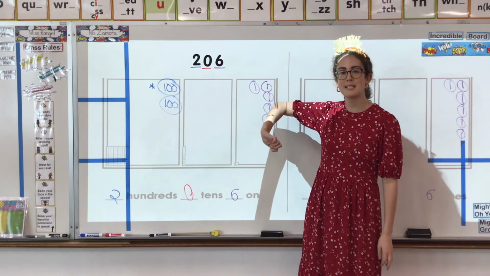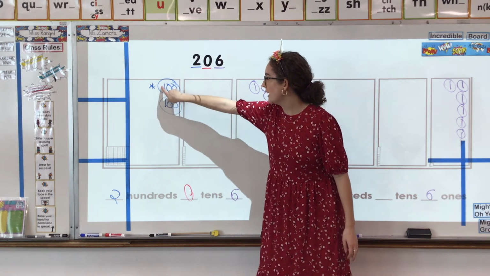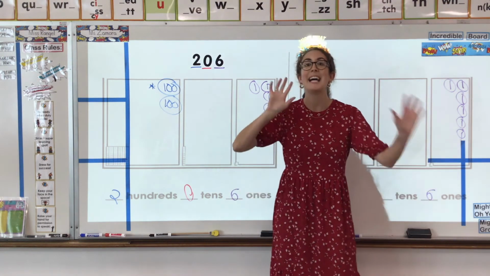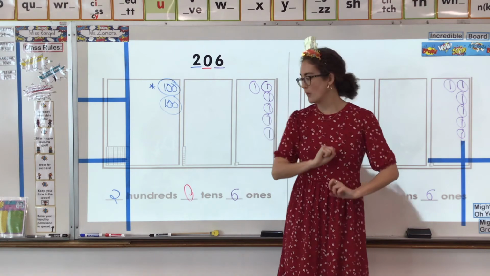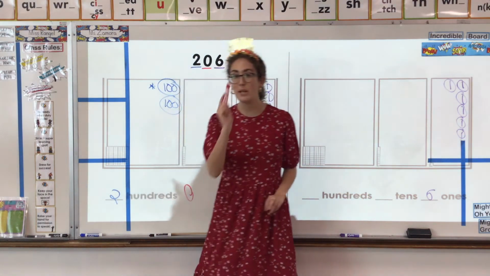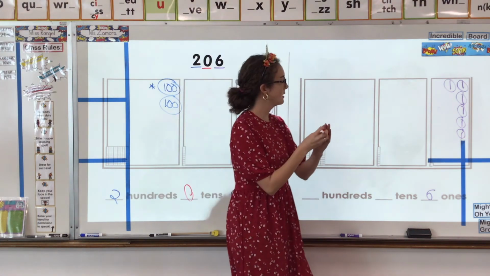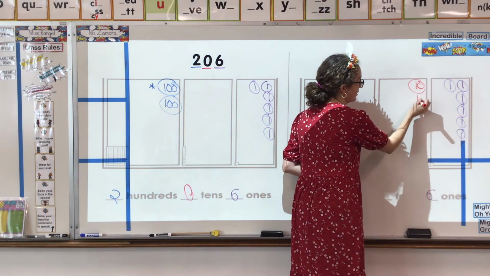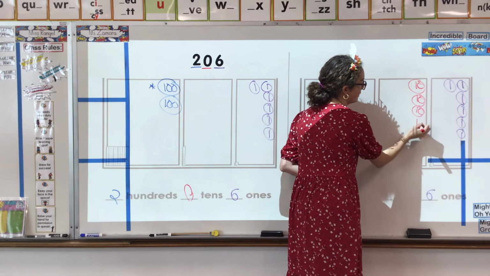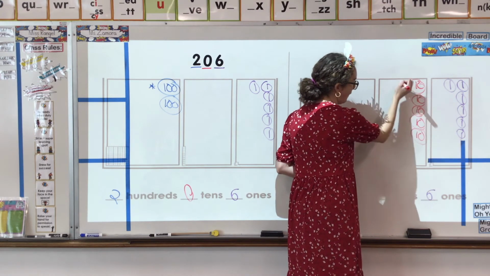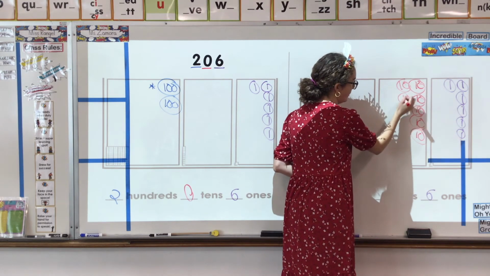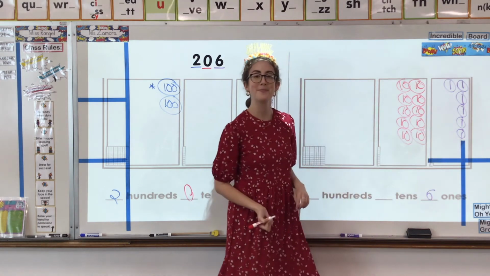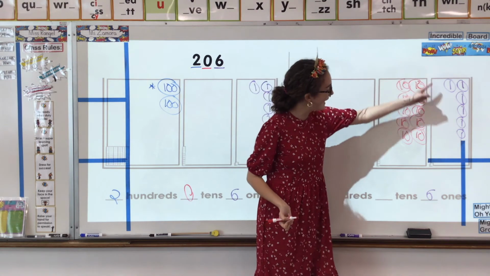What did we just decide? 100 becomes how many tens? 10 tens. So let's go ahead and do that. Can we draw 10 tens? Here we go. Can you do this with me? I want you to draw a group of 5. And then another group of 5. So I have 10 tens.